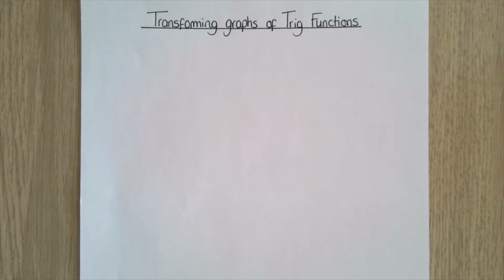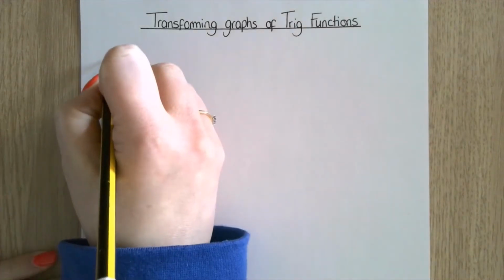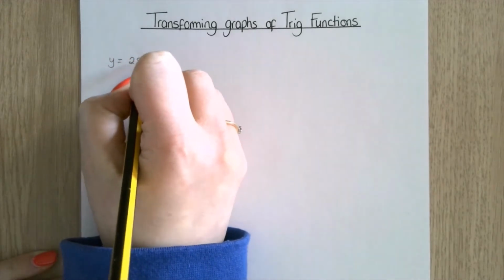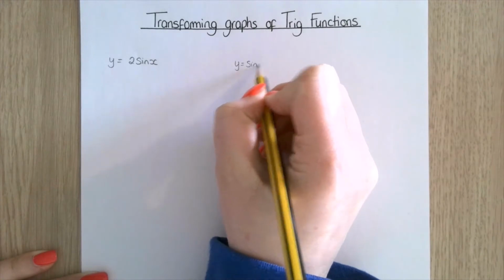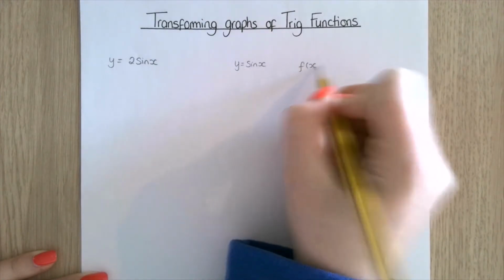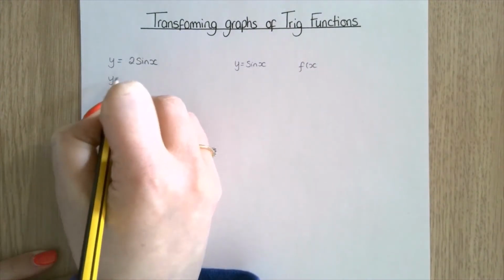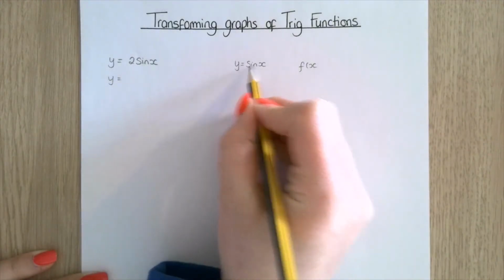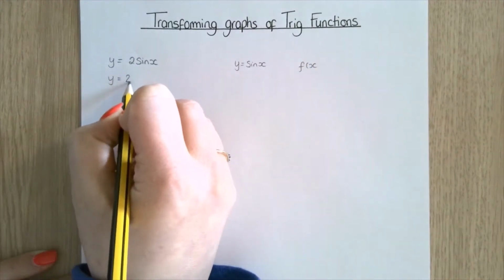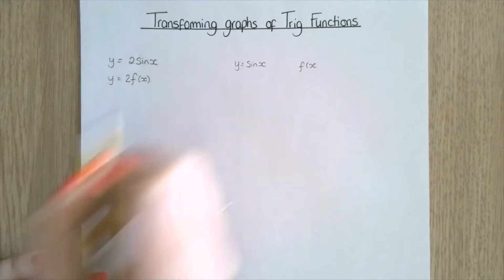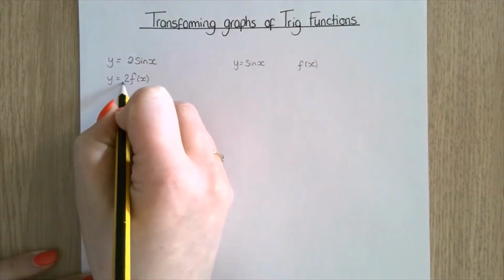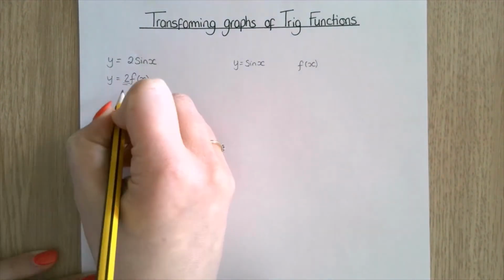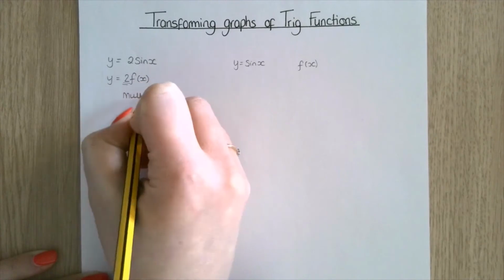So, the first graph that I am going to look at transforming today is y equals 2 sine x. Now if we take y equals sine x as our f of x, what we've got here is y equals 2 lots of f of x. So 2 f of x. So with that notation, we know that this means I'm going to have to multiply my y values by 2.